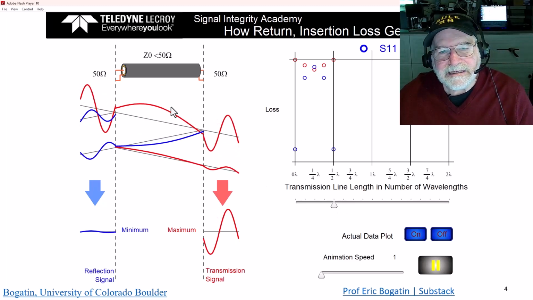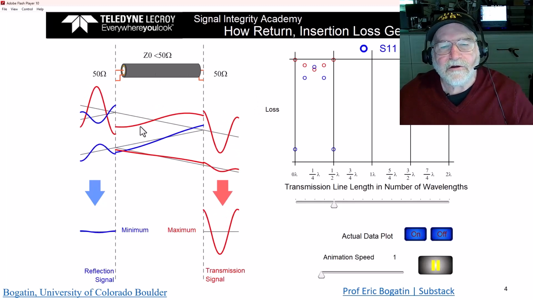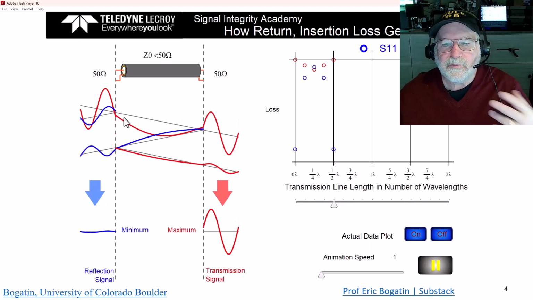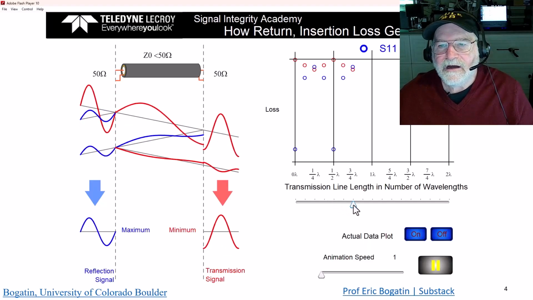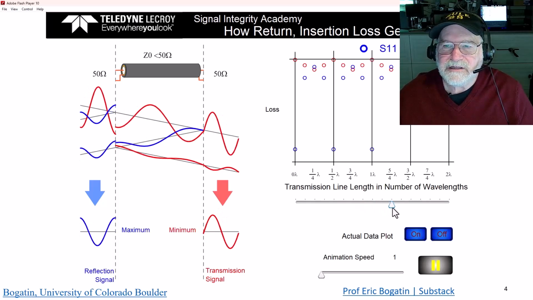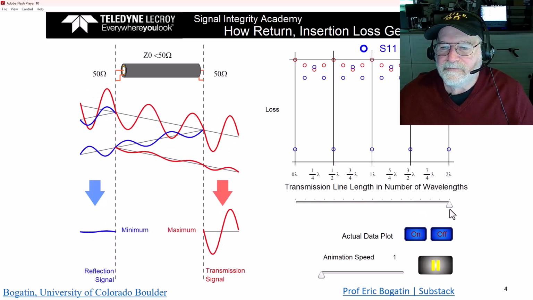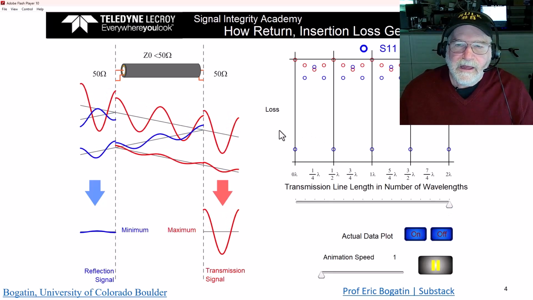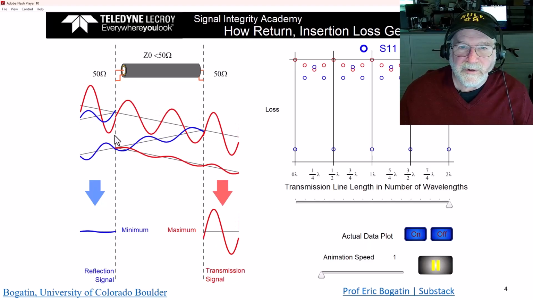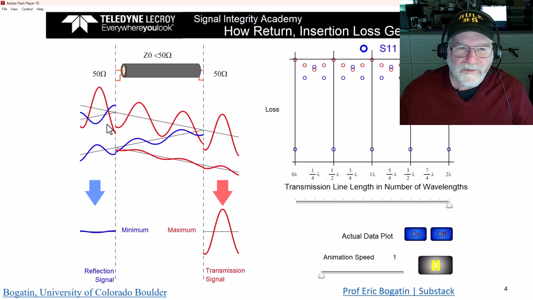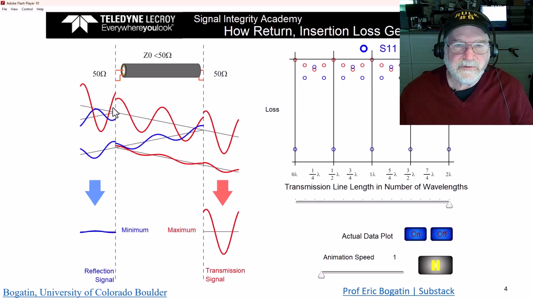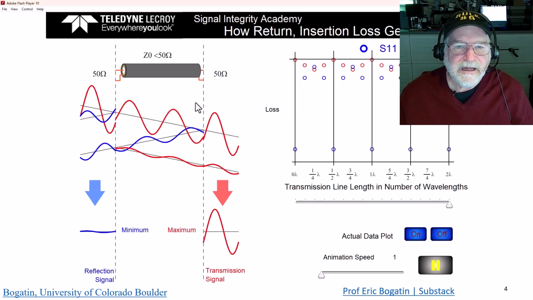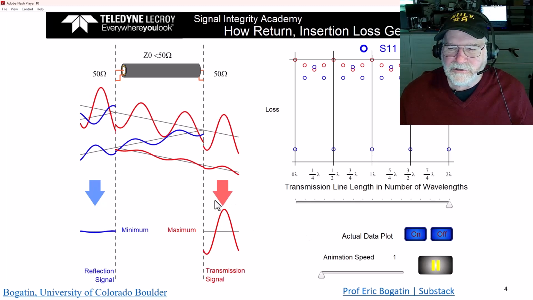And so as we continue making the transmission line longer and we go through these multiple quarter wave steps, we're going to see successively min and max in the return and the insertion loss. And this illustrates what those waves are doing and why we get the ripples in the return loss, because of the interference between the reflections from the first interface and the second interface of that transmission line.